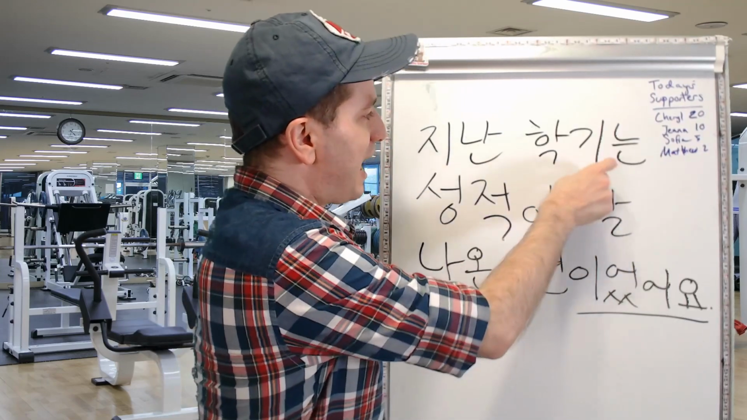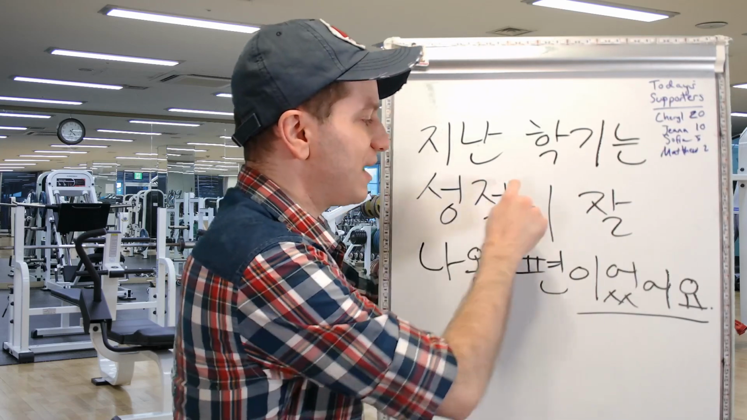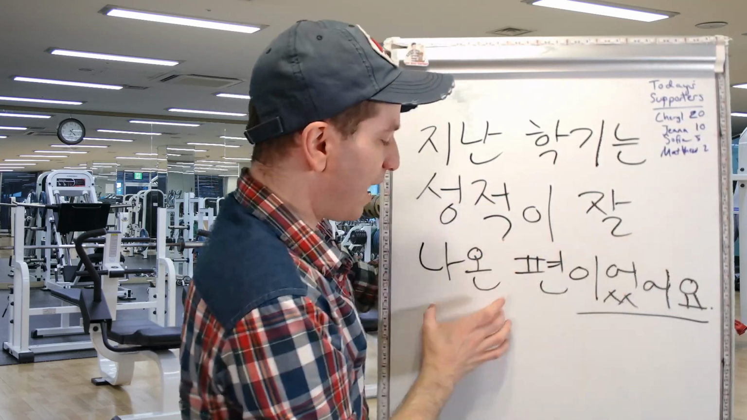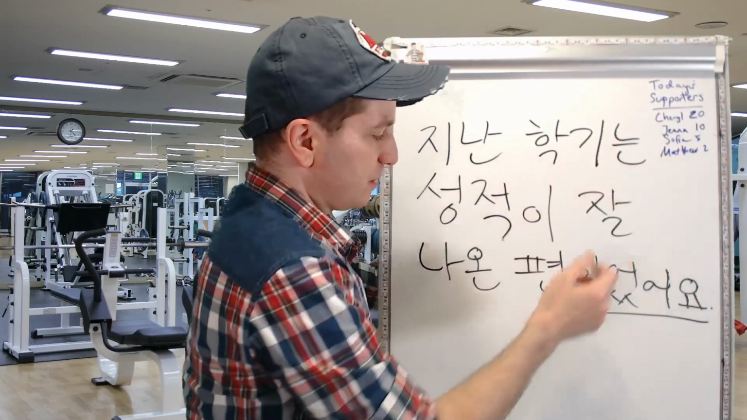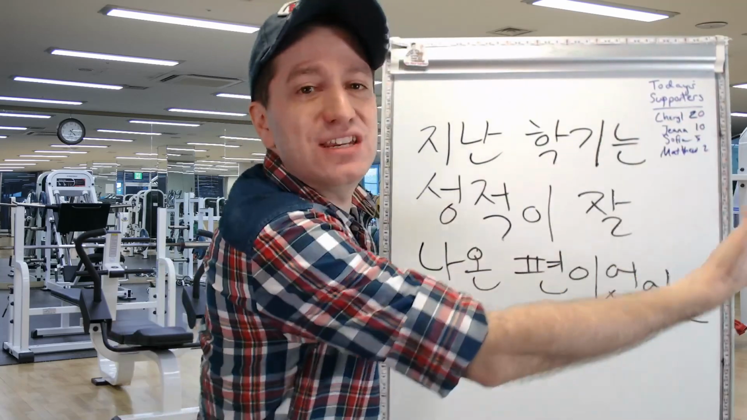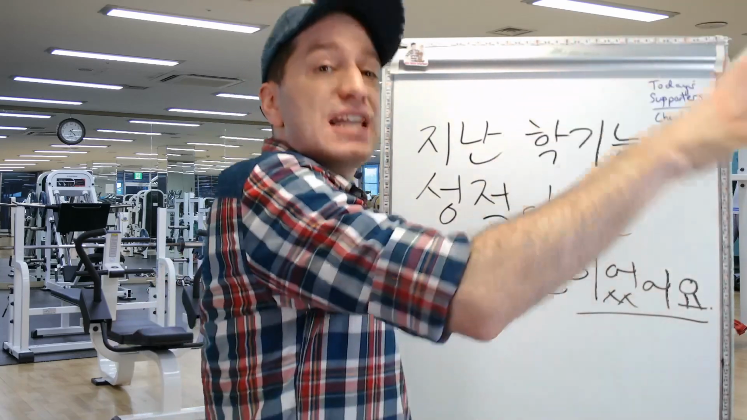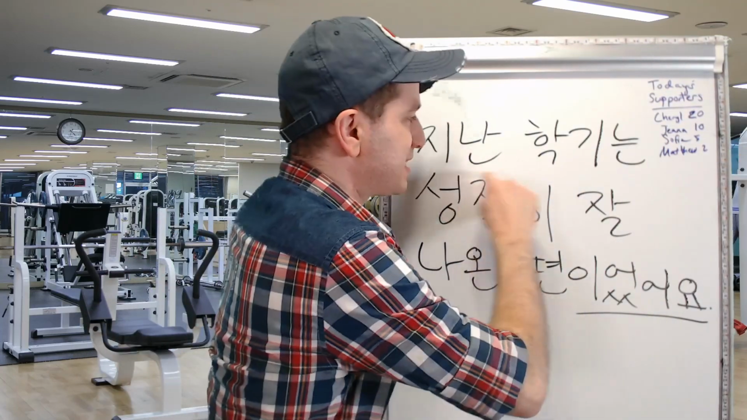지난 학기, last semester, 성적이 잘 나오다. Literally, 성적 grades, your school grades. 잘 나오다, came out well. So I got good grades last semester. 편이었어요. I had tended to. I was on the side of. I kind of got good grades last semester.